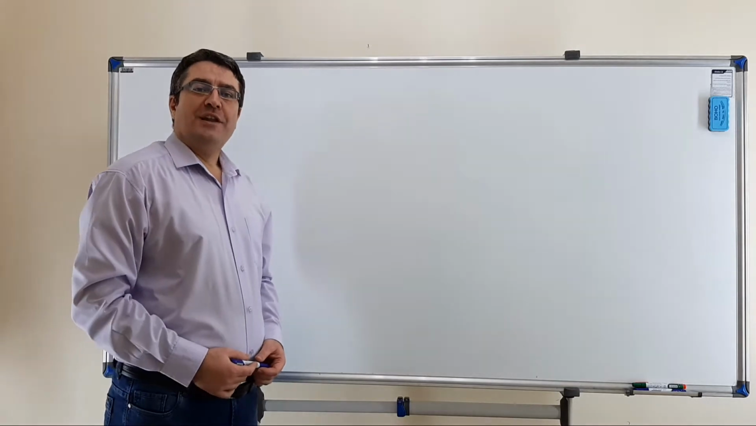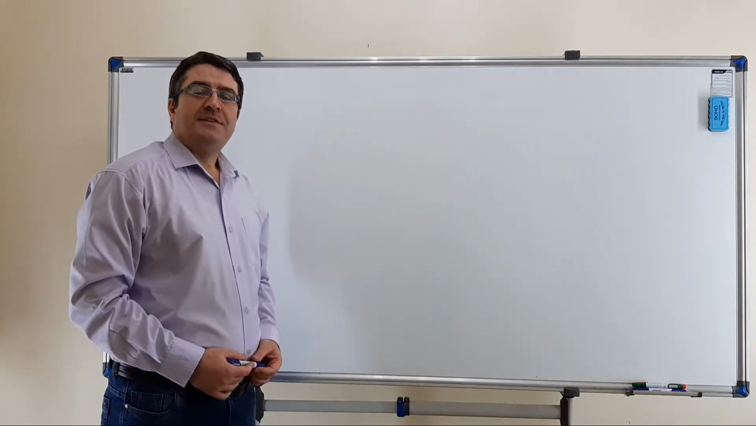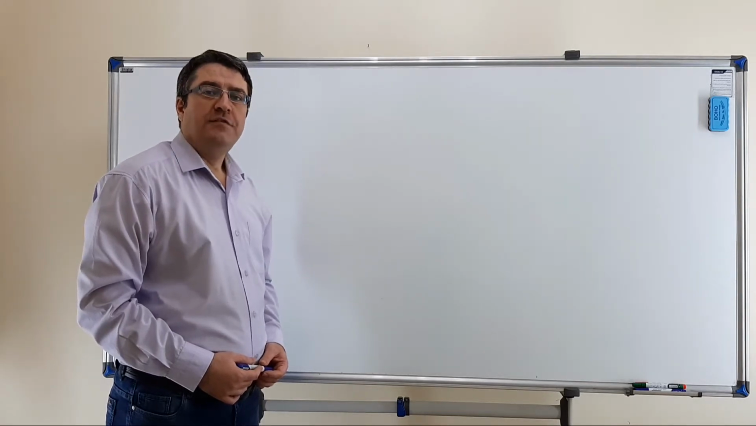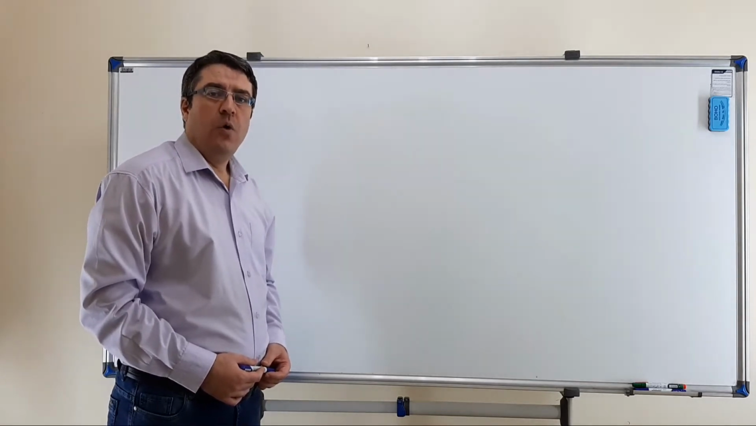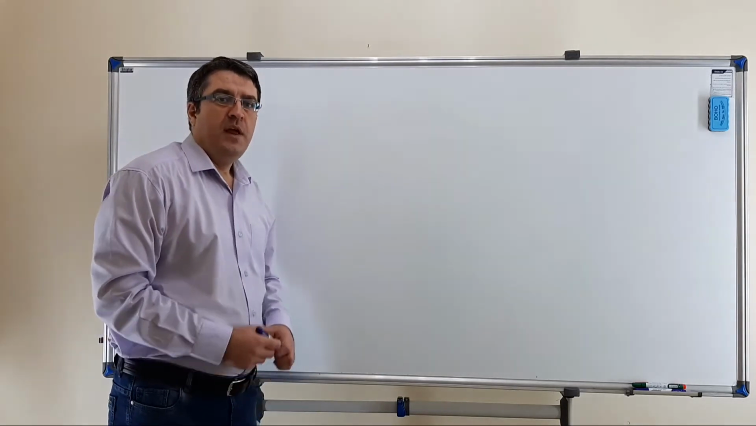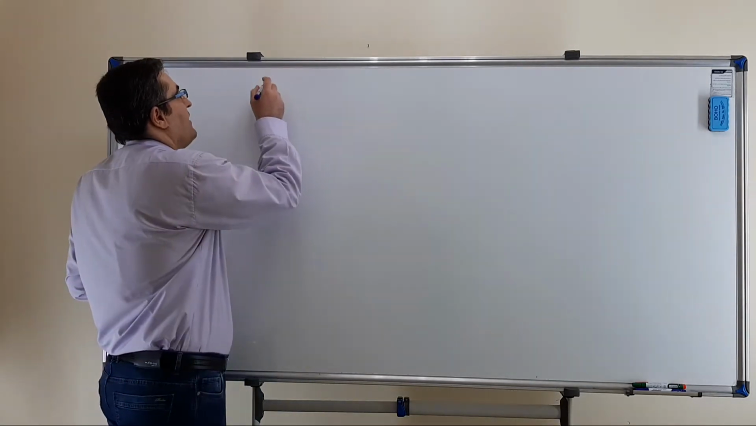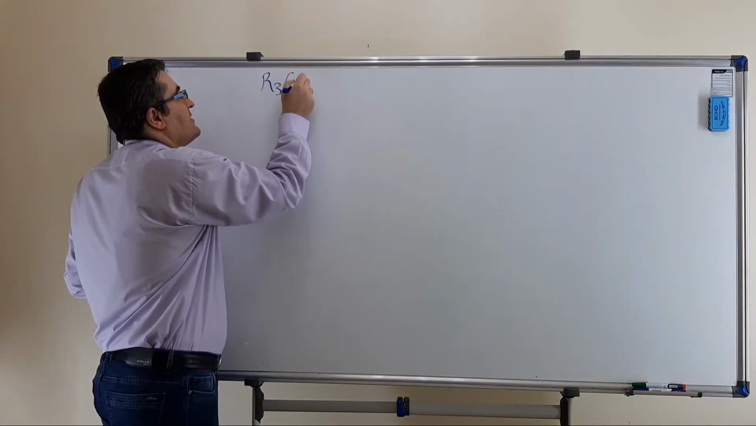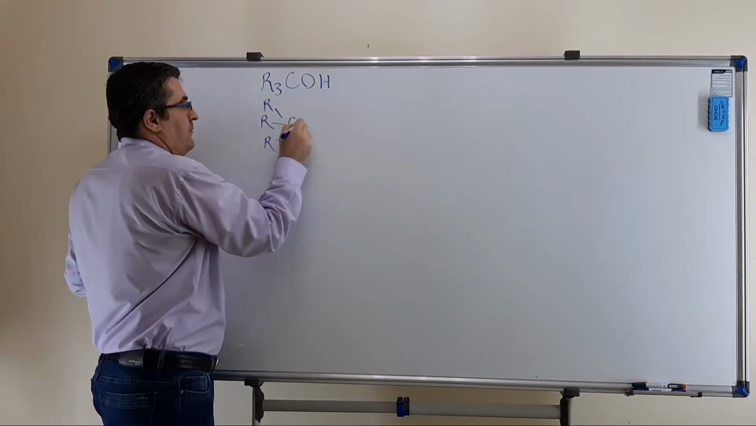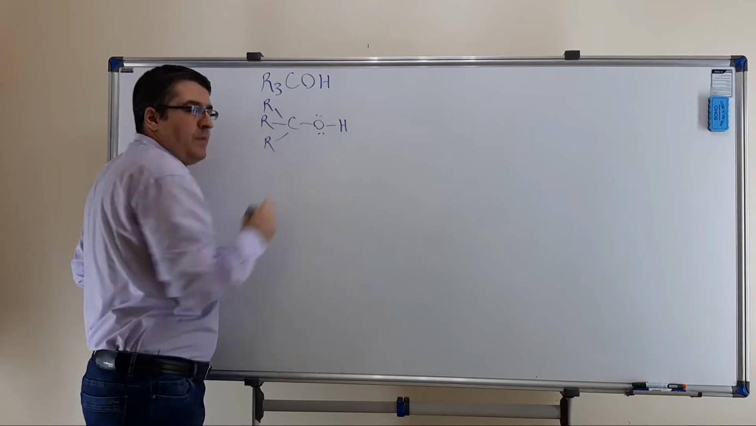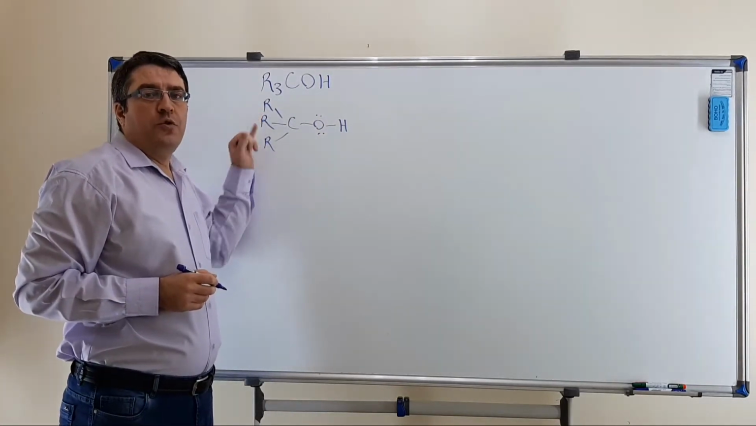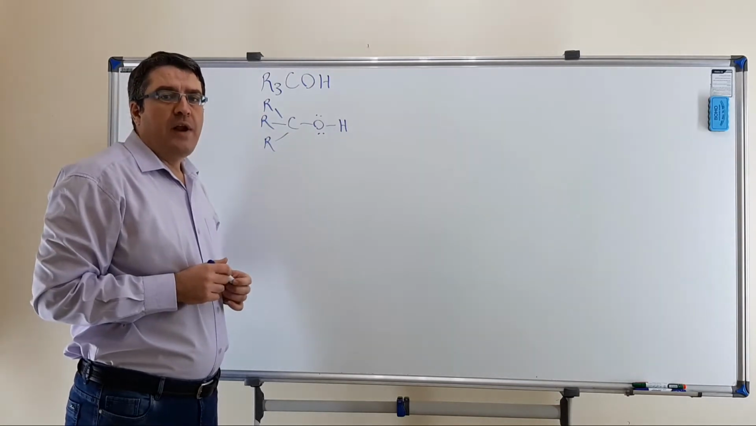This online tutorial is about acidic basic strength of alcohols. Alcohols are organic compounds in which a hydroxy group, OH group, is attached to a saturated carbon atom. Generally, we can represent them as R3COH with this structure.